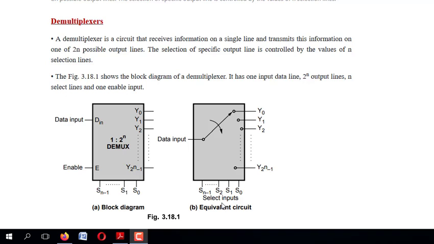Let us take, suppose, a 1:4 demux. What is your 4? Your 4 is nothing but your output, and 1 is nothing but your data input. How can you get your 4? 2 power 2 is 4, isn't it? So in 2 power 2, n represents 2, and that 2 becomes your selection lines. Suppose it is 1:8, then 8 becomes your output. How can we get 8? 2 power 3 is 8. Then 3 becomes your selection lines.